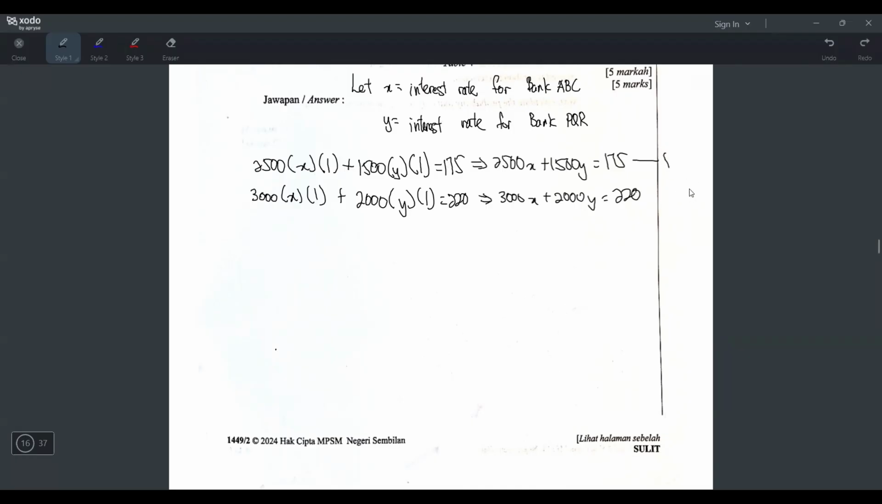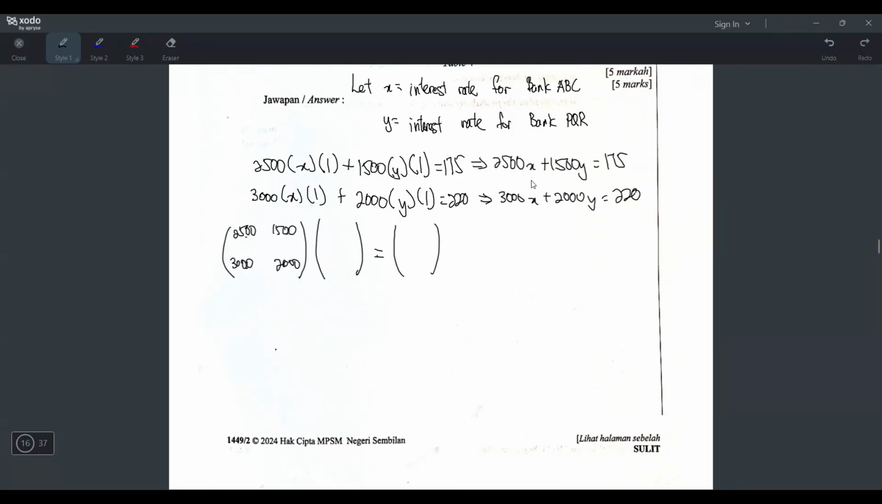Now we can use the matrix method, right? The first step is we have to write this in matrix form. This is how you write in matrix form. You put bracket, bracket, bracket, right? So how do you write it? In the first bracket, you will take out the coefficient. Coefficient means the number in front of x and y. So what is it? 2500 and then 1500, just the value in front only. This is 3000 and then the next one will be 2000, right?